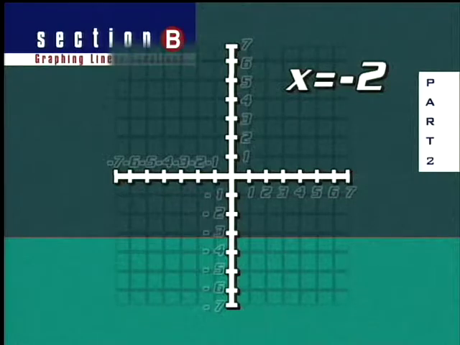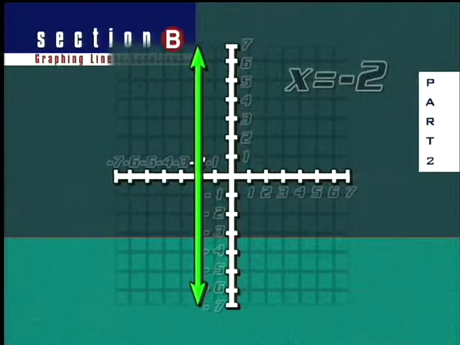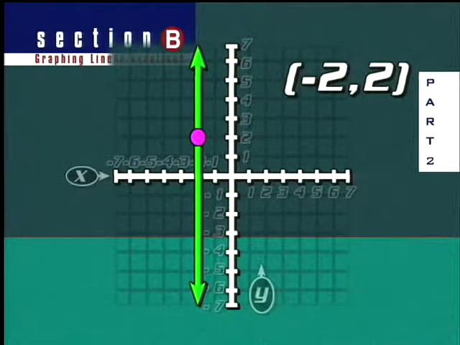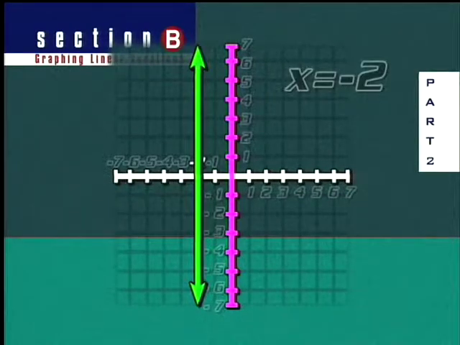So, if we've got the equation x equals negative 2, then we just move to the left 2 spots on our x-axis and draw a vertical line. Note how the x values are always negative 2 and the y values change. For example, negative 2, 2; negative 2, 5; and negative 2, negative 4. Voila, your vertical line.